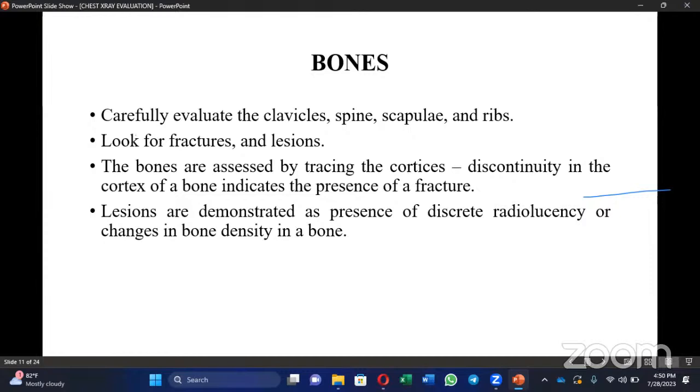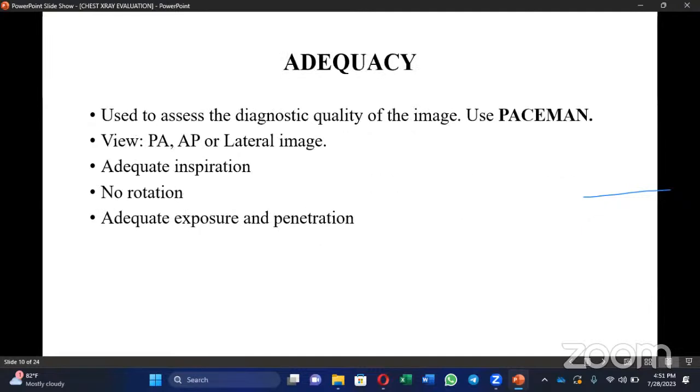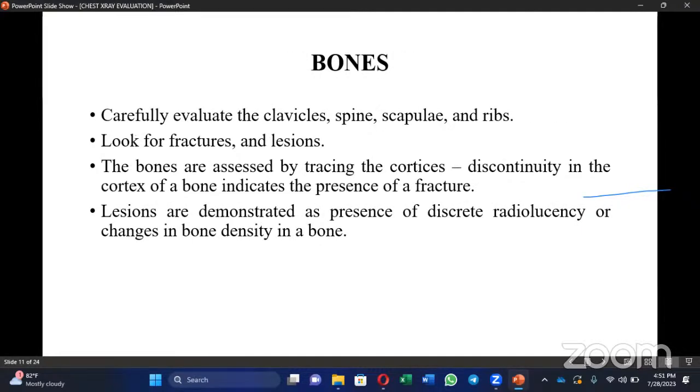We also have discrete lesions or lytic lesions, LYTIC. These can also affect the bones, and they can be as a result of discrete radiolucencies within the bones. When we see areas within the bones which are supposed to be white, and then we are seeing very small dark areas within that bone, it means that we are having a lesion.